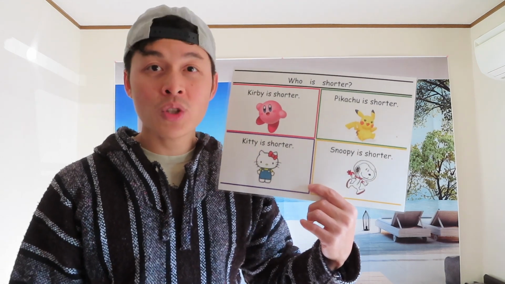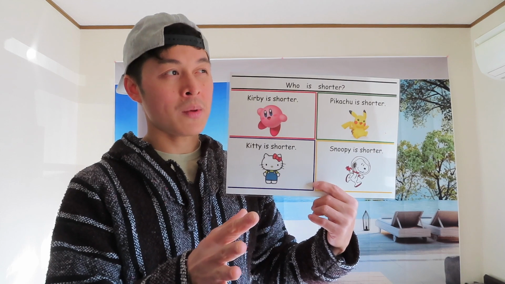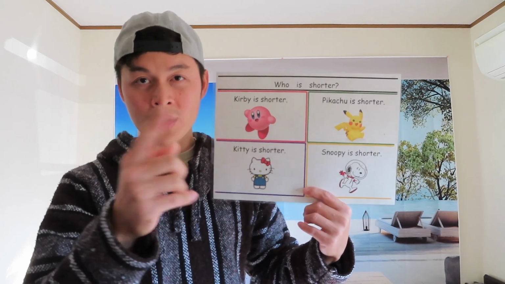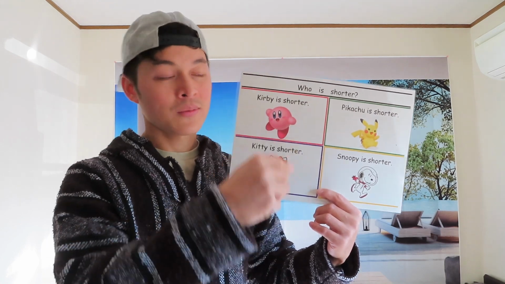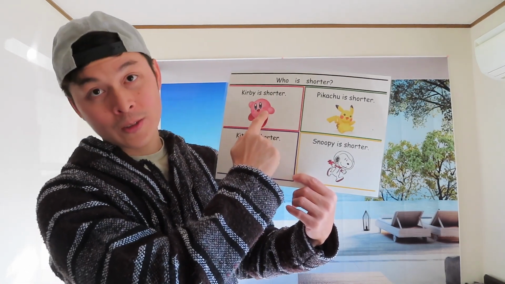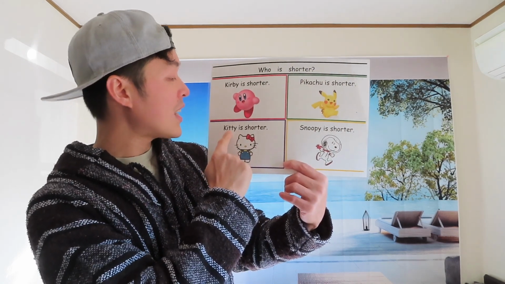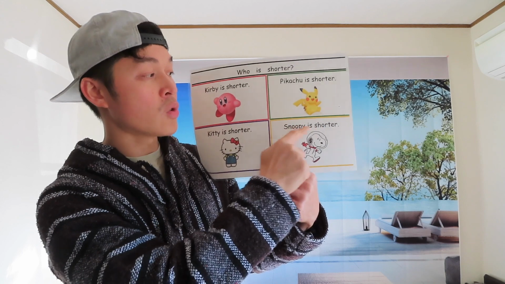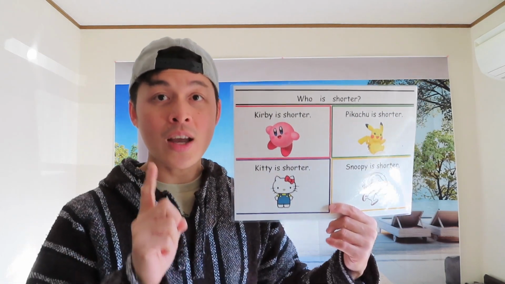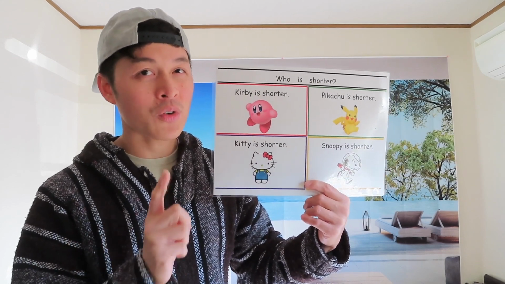So you can group the students. For example, if there are maybe 5 or 6 students, you can group them into 2 groups so they can talk. So Kirby is shorter. Pikachu is shorter. Kitty is shorter. Snoopy is shorter. Once again, before they open their tablets, they need to decide on the answer.